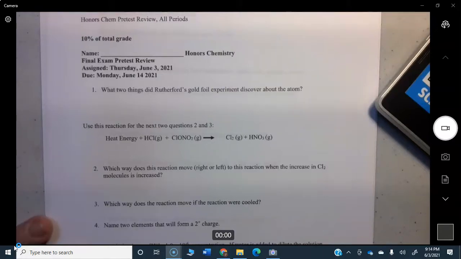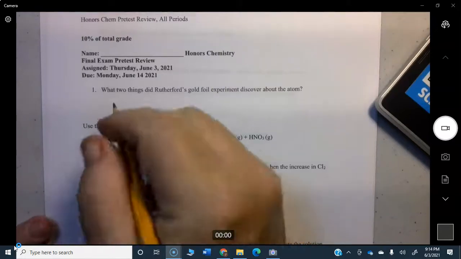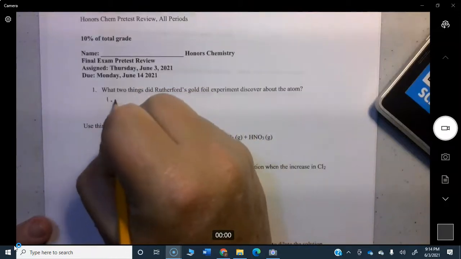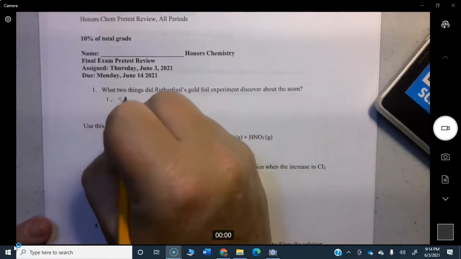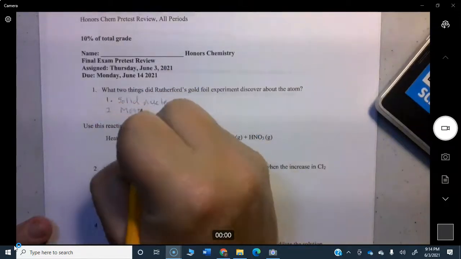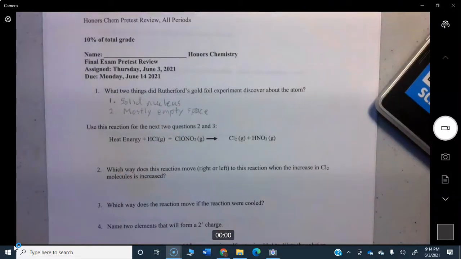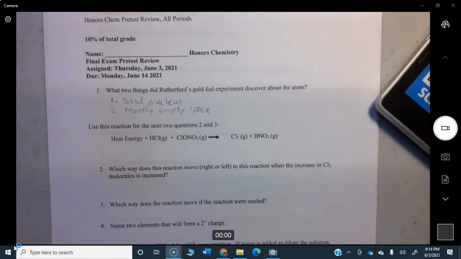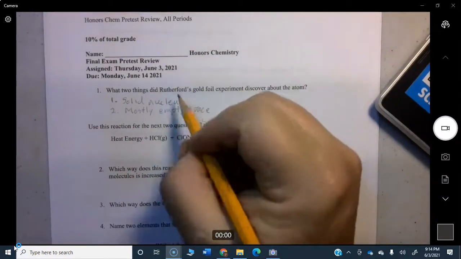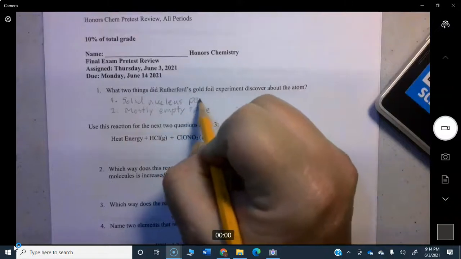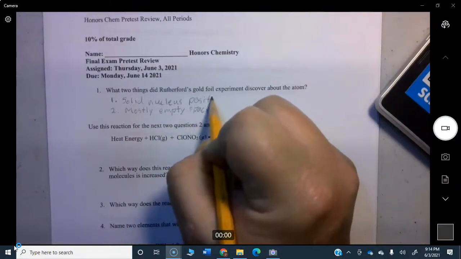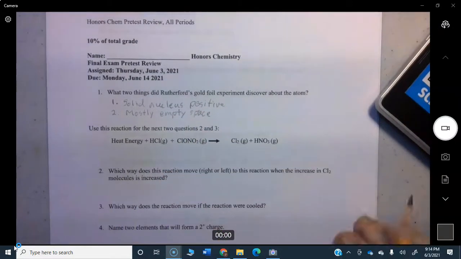So what two things did Rutherford's gold foil experiment discover about the atom? And those two things are: one, it has a solid nucleus, a small condensed solid positively charged nucleus. It's protons. And two, it's made up mostly of empty space.